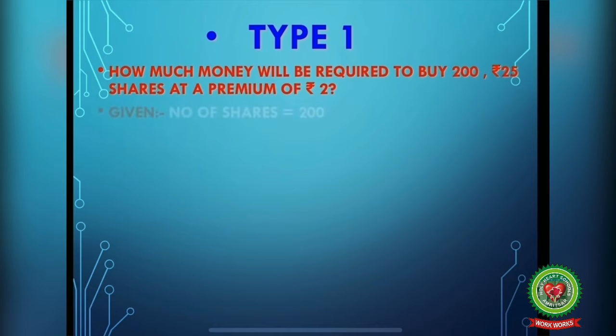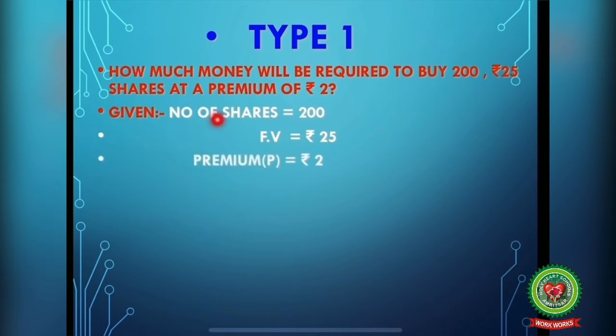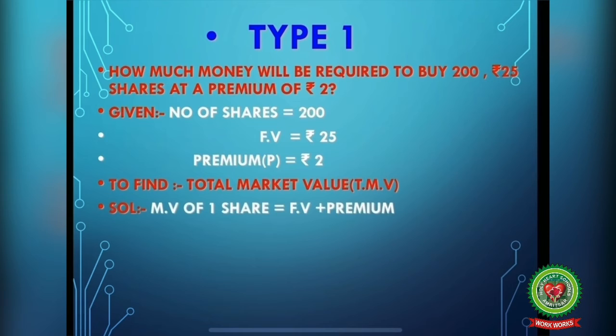So now we are going to write down the given, that is, number of shares is equal to 200. Face value is equal to rupees 25. We are given that the premium P is equal to rupees 2. Now we need to find the total market value, that is TMV. So how are we going to solve this sum?